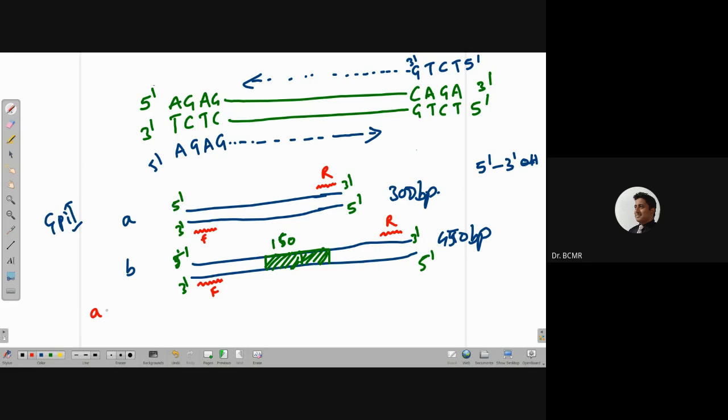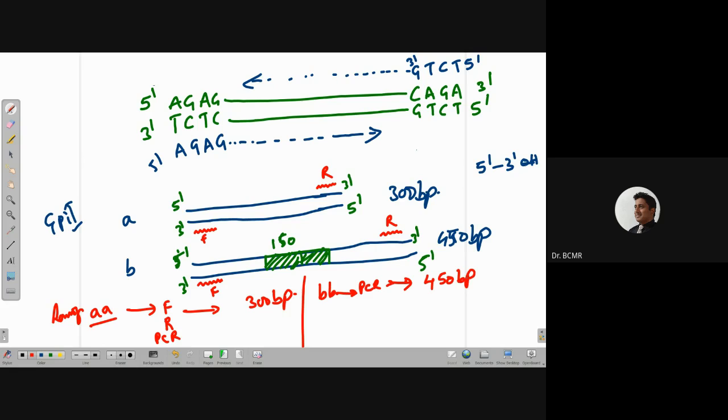If an individual is homozygous for A, and we perform PCR using forward primer and reverse primer, the size of the product would be approximately 300 base pairs. If an individual is homozygous for BB, and we perform PCR, the product size should be around 450 base pairs.